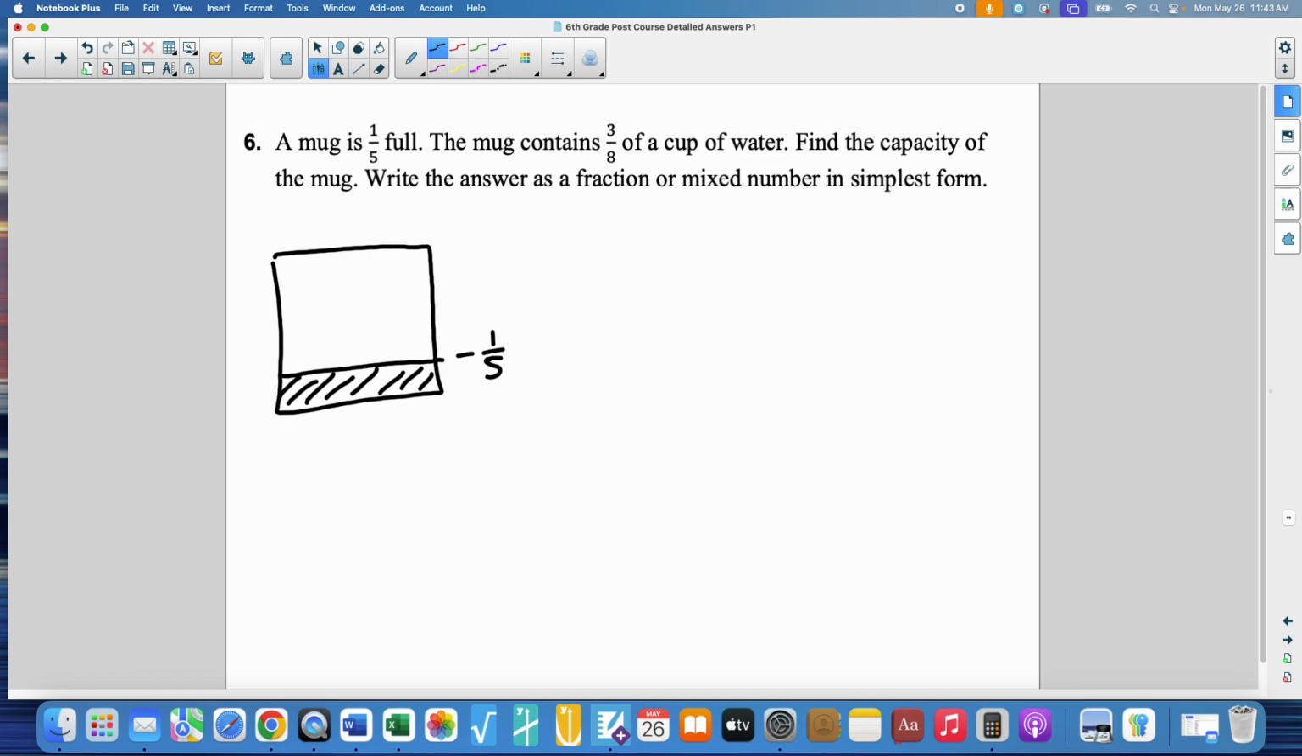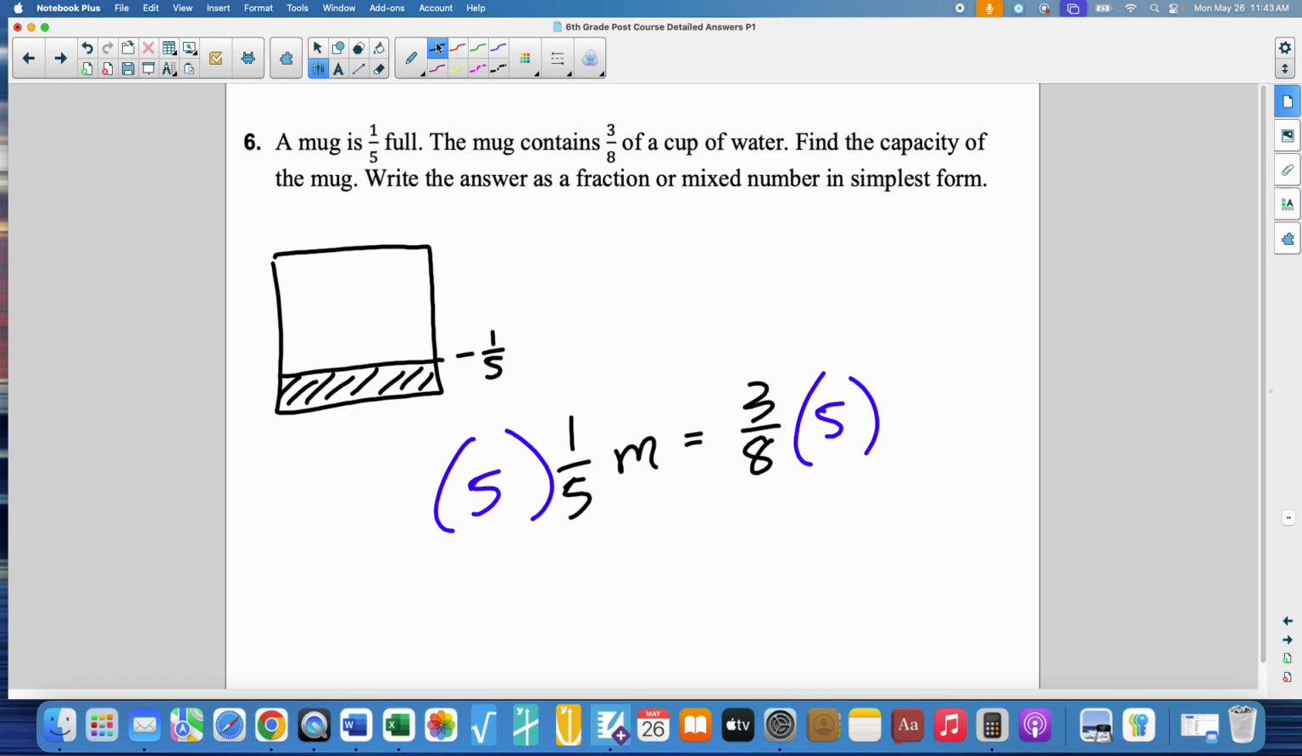Okay, the mug is 1/5 full, and the mug contains 3/8 of a cup of water. Find the capacity of the mug. So, if 1/5 of the mug equals 3/8, we can write that statement. That's pretty good, right? 1/5 of the total equals 3/8 of a cup of water. So, I'm going to multiply by the reciprocal.